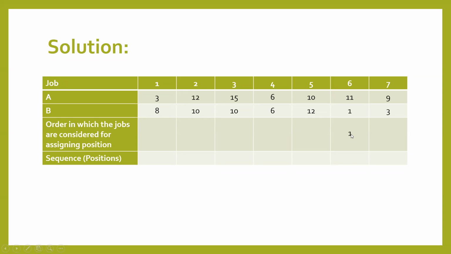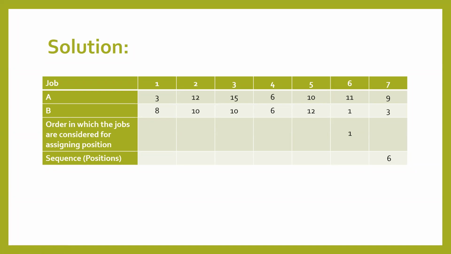I'll be assigning this either at the beginning or at the end, depending on the machine. Now this is my second machine, machine number B, so I have to assign it at the end. There's one slot available here, so I'll put 6 here. The 6th job will be the last in my sequence. Is this clear, everyone?